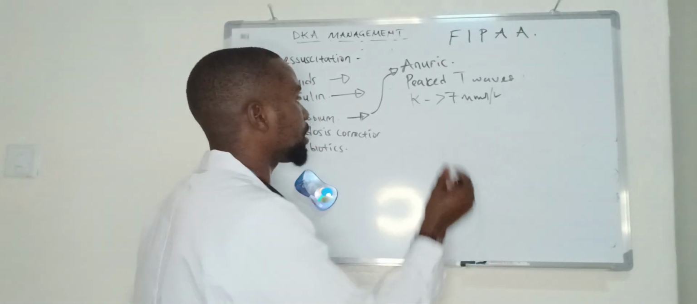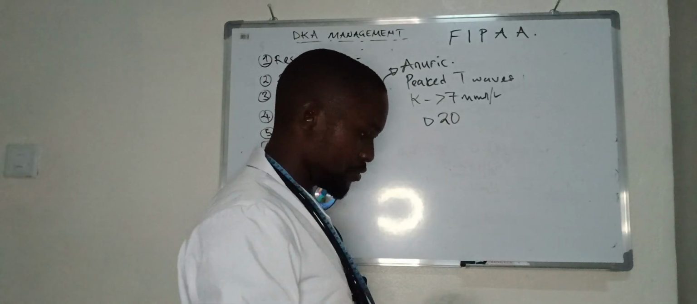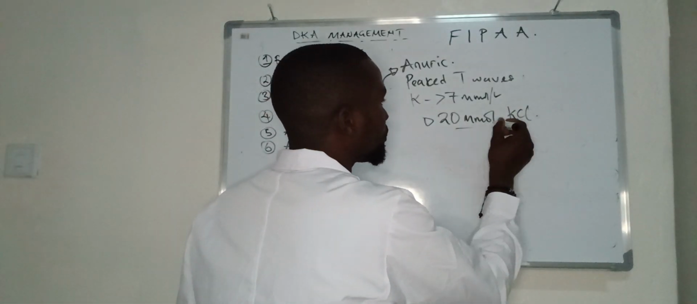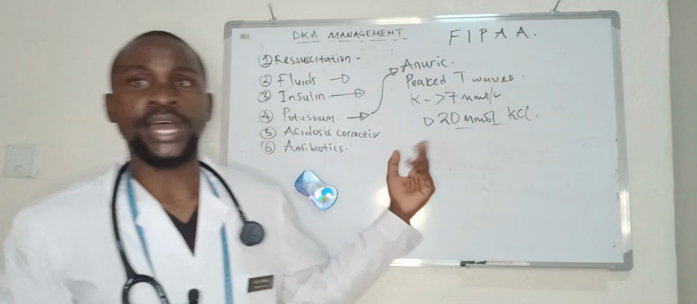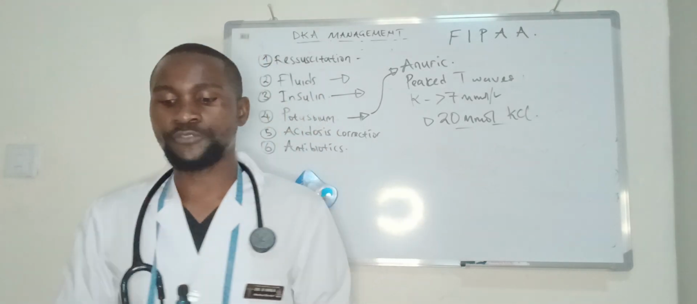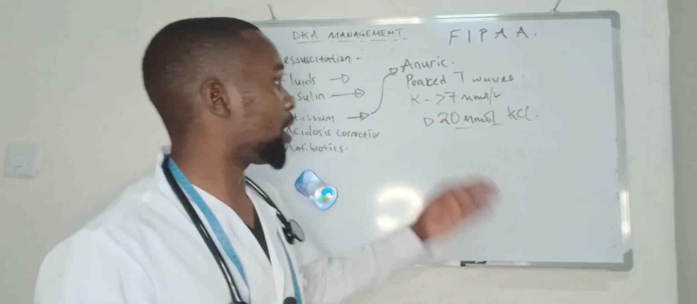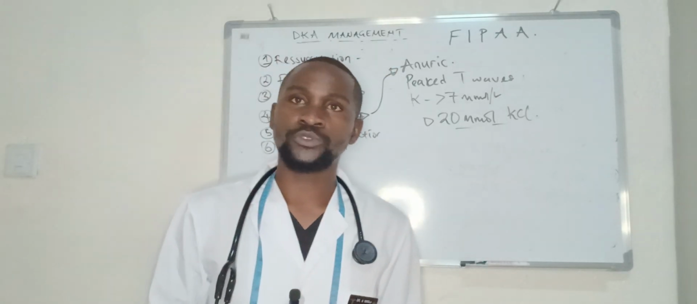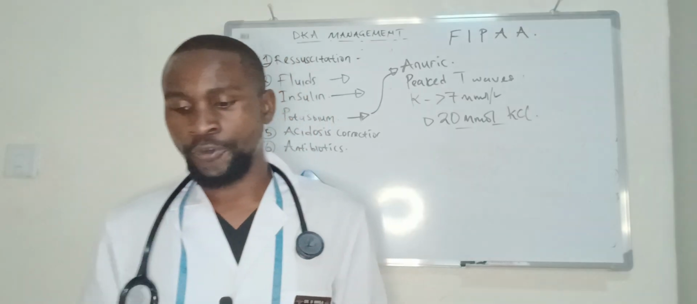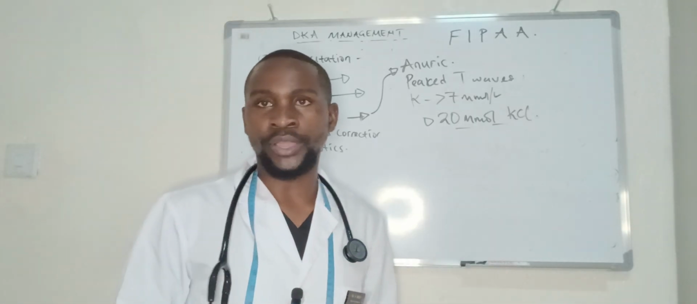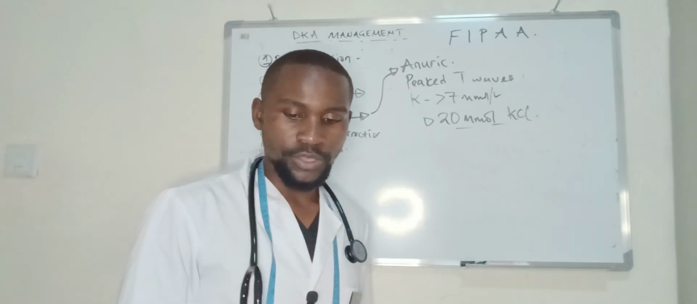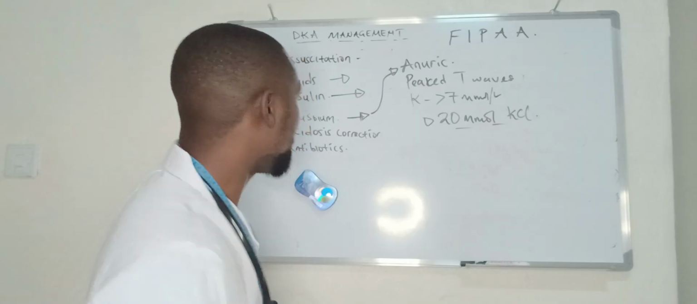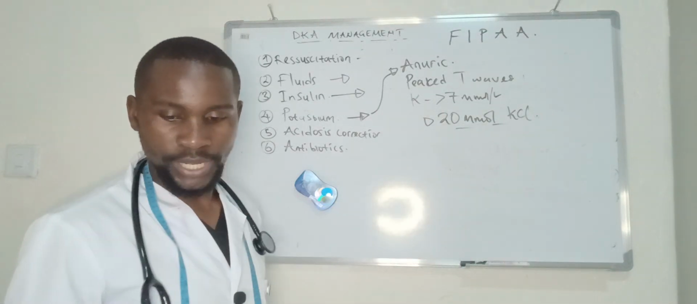So how much are you going to give? You are going to give 20 millimoles of potassium chloride. This is added to every 500 ml of intravenous fluid that is given in the first 24 hours. And as you manage this, you are also going to be monitoring so that you don't send the patient into hyperkalemia. So that is how we are going to manage electrolyte imbalances.